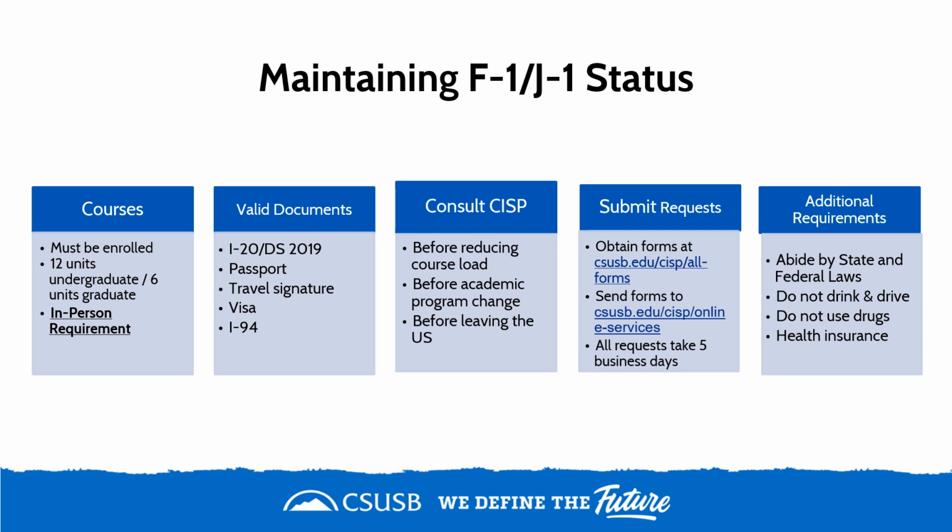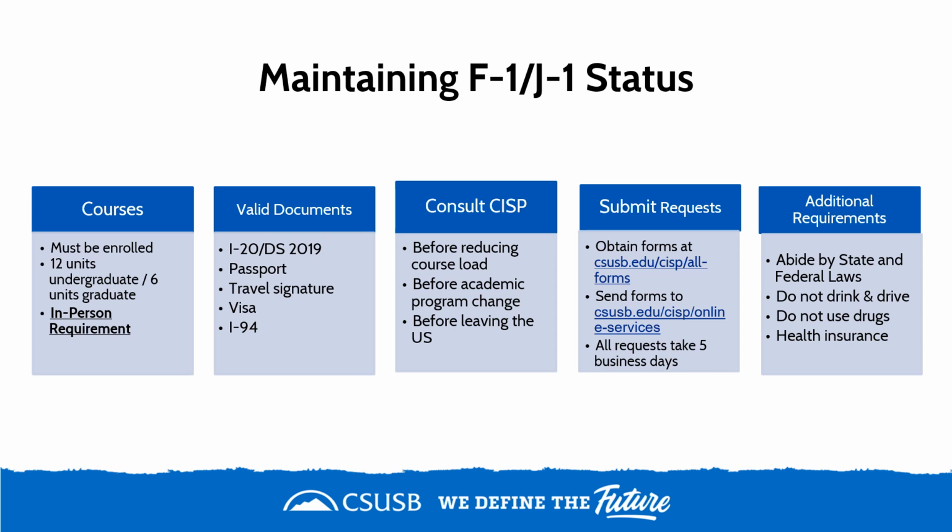Proof of your status can be shown by providing your I-20, DS 2019, the passport, your U.S. visa, and the Form I-94. A travel signature can be used when traveling. To prove status, you will also need to prove you are enrolled in a qualifying health insurance plan. CSUSB offers a specific plan for international students.